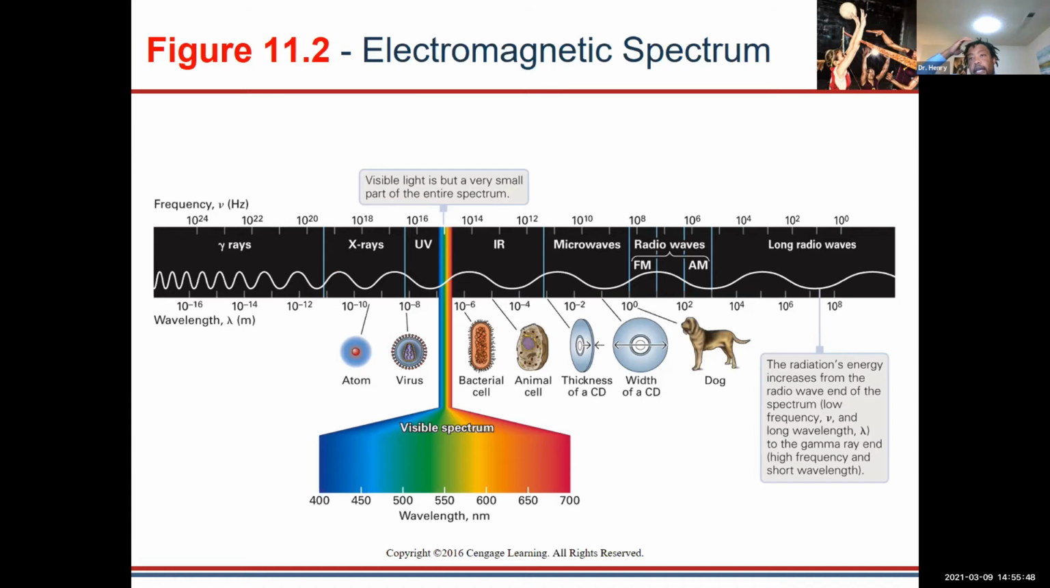Now to give you some perspective, the size of an atom falls somewhere in here, around 10 to the minus 10 meters, up to the size of a virus. Then there's a bacteria cell, animal cells. The thickness of a CD is about the wavelength of a microwave. The width of a CD is still in that microwave range. The dog is about the size of the wave for FM radio.